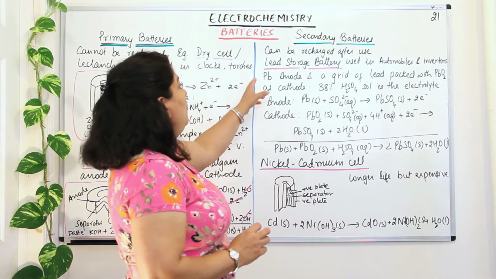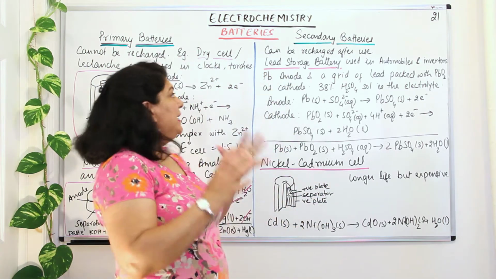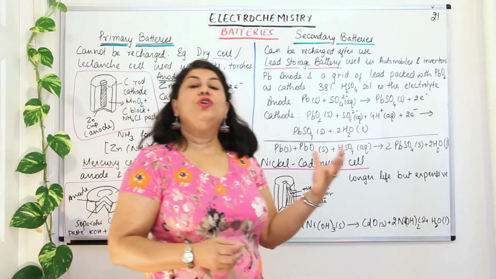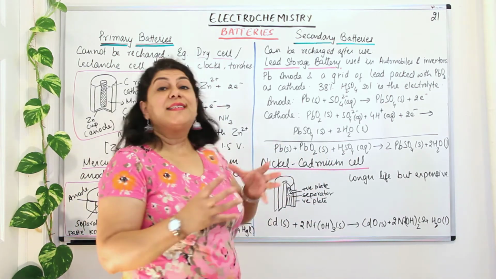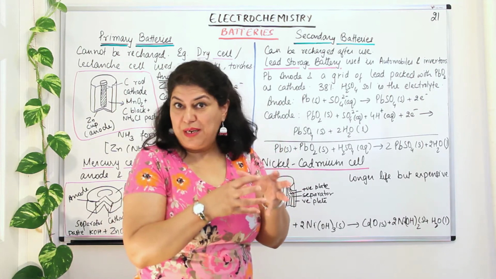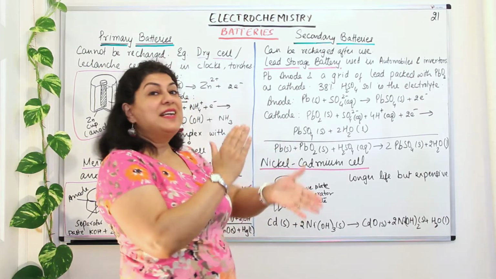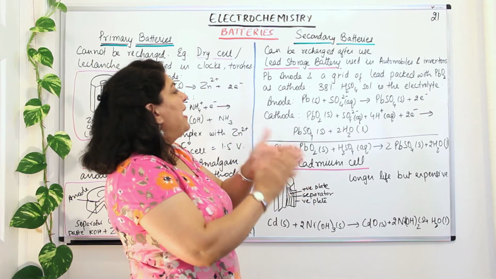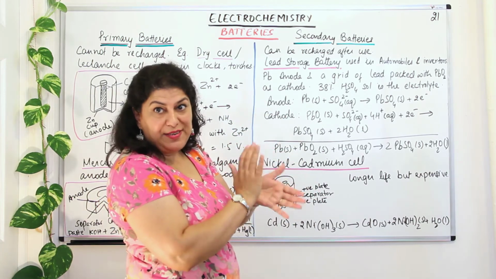Alright, so now we have the lead storage battery. It is used in automobiles, it is used in your inverters. And what does it have? It has a lead anode. The anode is made up of lead. And there is a grid of lead packed with lead oxide, lead dioxide.